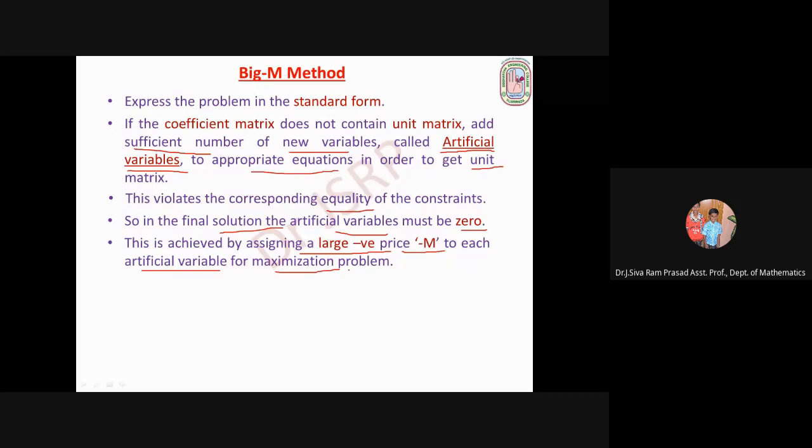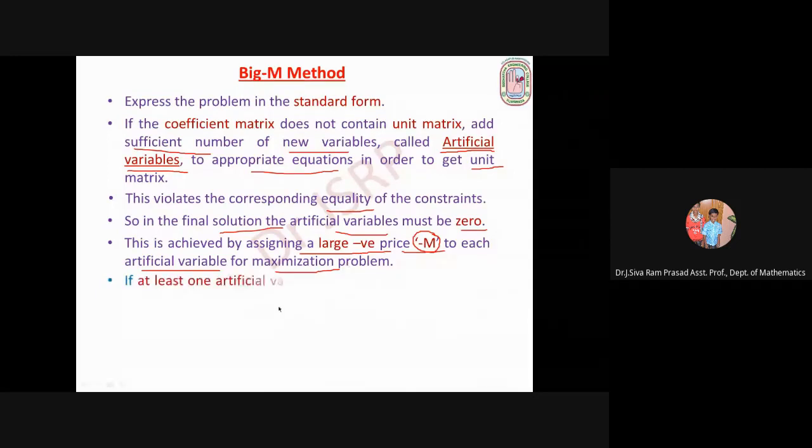What is the price of slack and surplus variables? 0. We take 0. But in this case, in the final solution, the artificial variables must be 0. So to achieve this, we assign a large negative cost to each artificial variable in the case of a maximization problem. This M is a very large price compared with all other costs, meaning the costs of decision variables x1, x2, and so on. So this is the concept of the big M method.